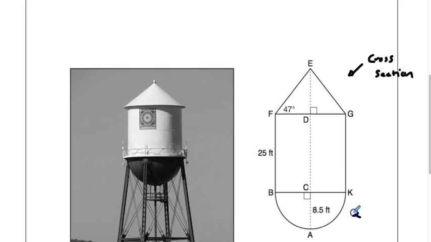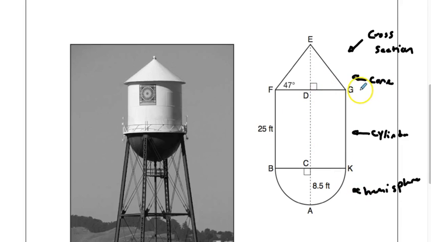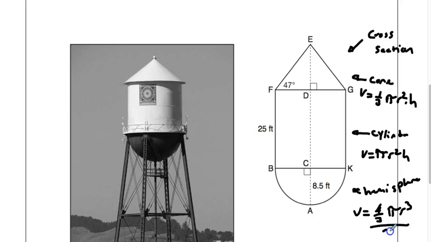So over here we have our hemisphere, which is half a sphere. We have our cylinder right here, and over here our cone. Now let's write down the three formulas we're going to need to solve this. For a cone, they give you all these formulas. To find the volume, all you have to do is 1/3 pi r squared times height. For the cylinder, the volume is pi r squared times height, and the hemisphere is 4/3 pi r to the third, and we divide that by 2 because it's a hemisphere. So these are the three formulas we need.